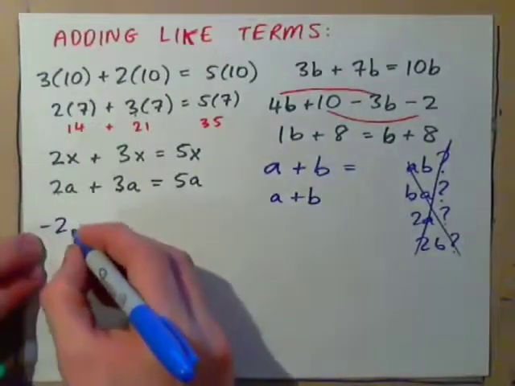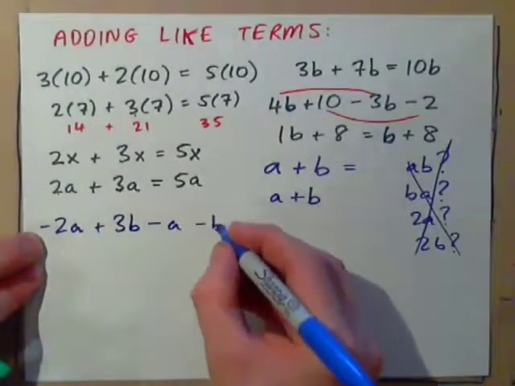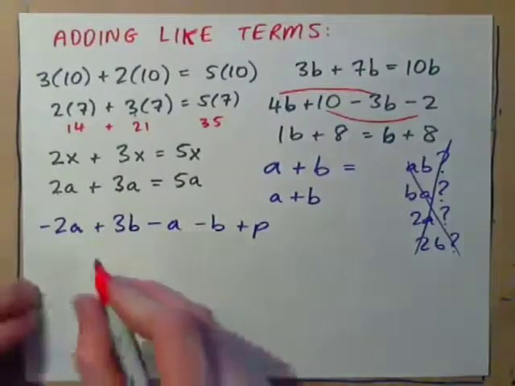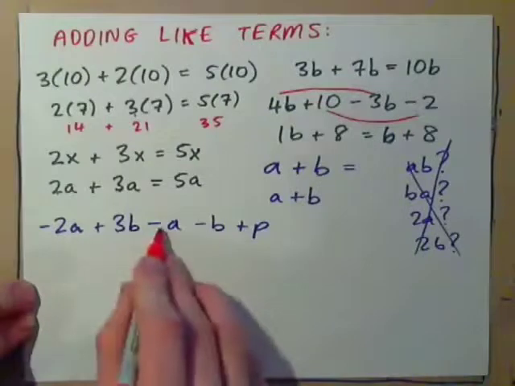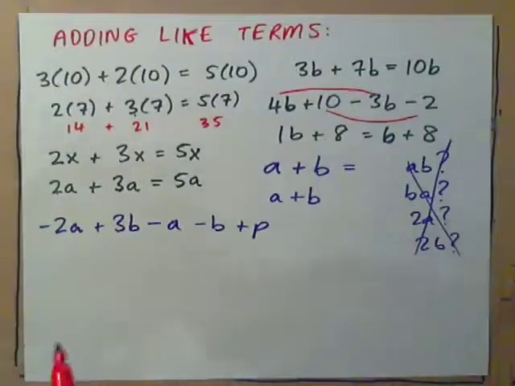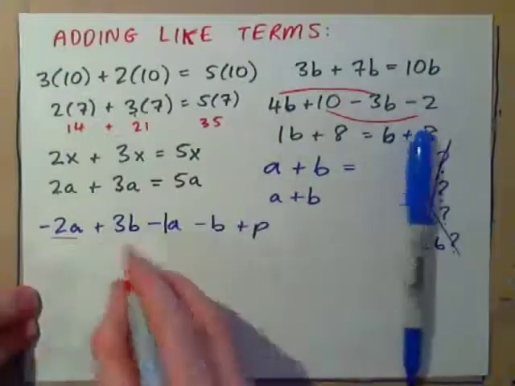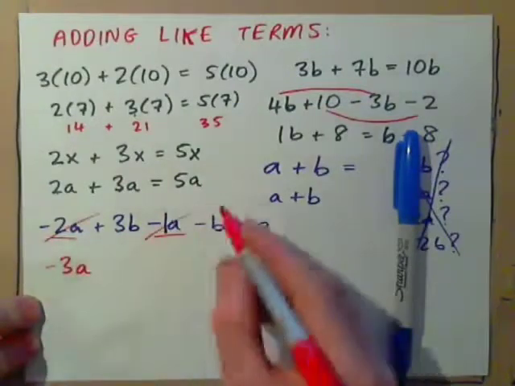However, if you had this, negative two apples plus three bananas minus an apple minus a banana plus a pear, that's different. Here we can add like terms because we have like terms in this expression. If you look at the apples first, you've got negative two apples, take away an apple. If you're in debt by two and you take away one, you're in debt by three. That's negative three apples. Even better, let's put in the coefficient of negative a. The coefficient of negative a is negative one. So we've got negative 2a minus 1a, which is negative 3a. And they are taken care of.